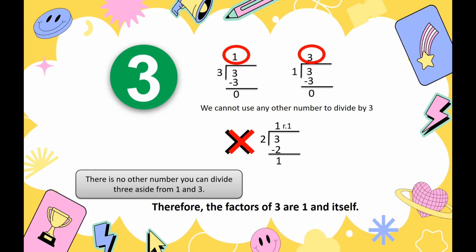Therefore, the factors of 3 are 1 and itself. So, ibig sabihin, si 3 ay prime number kasi meron siyang dalawang factor. Yun lang. Pag lumagpas siya ng 3, hindi na siya prime number. I mean, siya ay composite number na. Laging tatandaan kapag may dalawang factor ang isang number, siya ay prime number. So, ibig sabihin si 3 ay isang prime number.